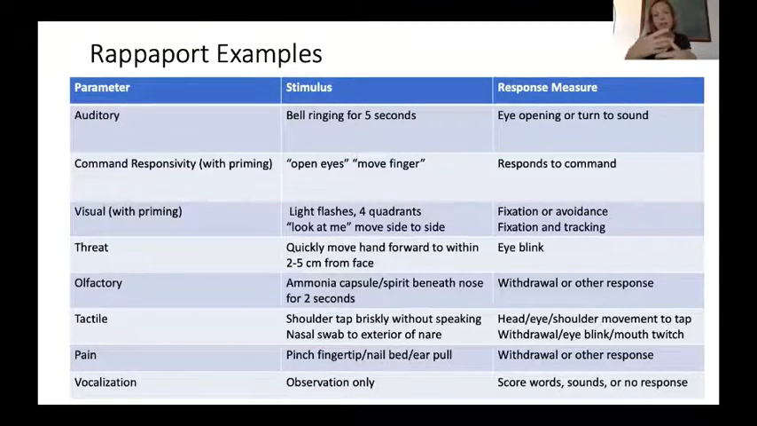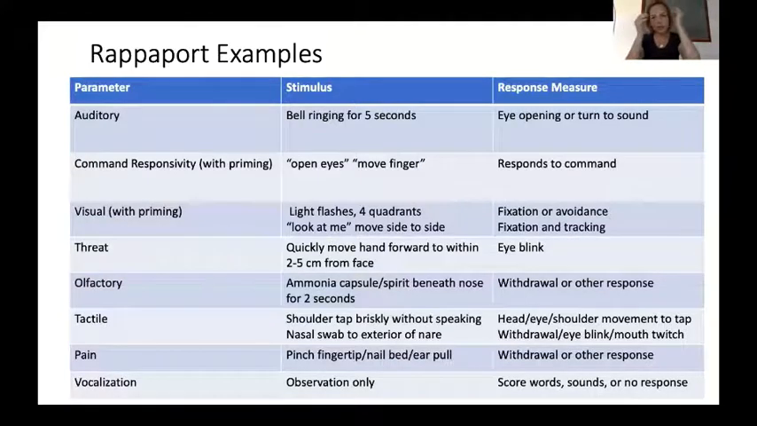So going in, you know, ringing a bell beside the patient's ear and seeing if you get a flicker of eye movement, seeing if you get a bit of a head turn, you know, putting a little bit of spirit or ammonia or something, kind of a really strong smell underneath someone's nose, and seeing if you get any kind of, you know, nasal flaring or lip grimacing. These are usually really good signs that some kind of brain activity is going on.